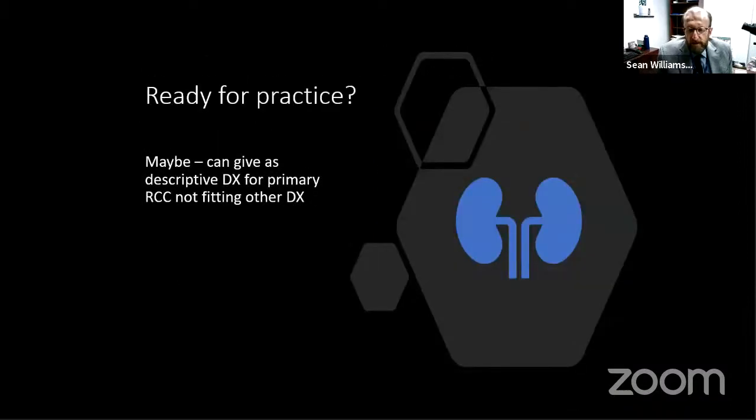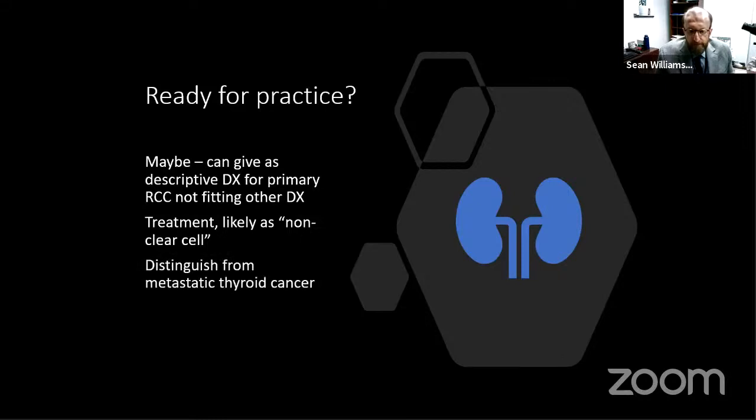Is this ready for practice? I guess I would say maybe. Of course, it doesn't seem that it's on track to be a definitive entity in the current classification schemes. However, if you have a tumor that you think fits this box and it doesn't really fit for a diagnosis of papillary renal cell carcinoma, this can be given as a descriptive diagnosis for a renal cell carcinoma not fitting existing entities. For treatment purposes, it would likely be regarded as a non-clear cell type, particularly if the patient has metastases. In treatment algorithms, most renal cell carcinomas are treated as either clear cell or non-clear cell, and this would likely be lumped into the non-clear cell category.